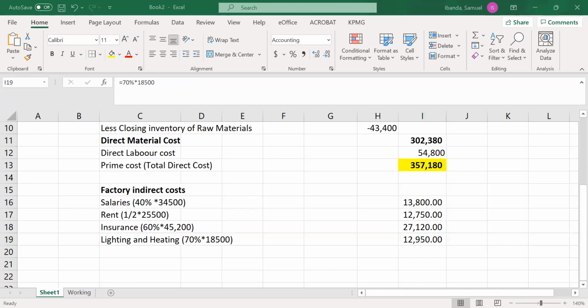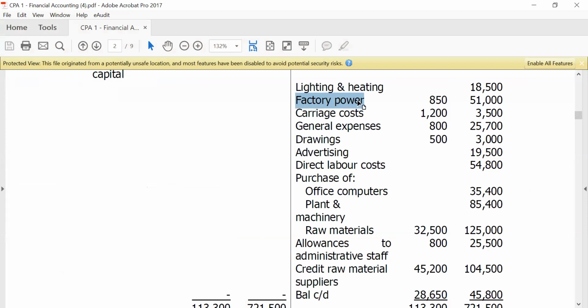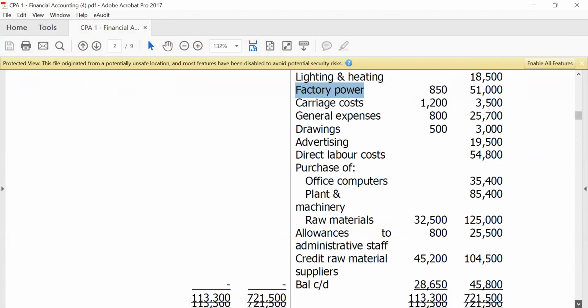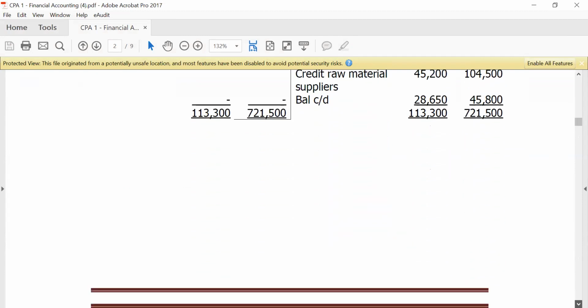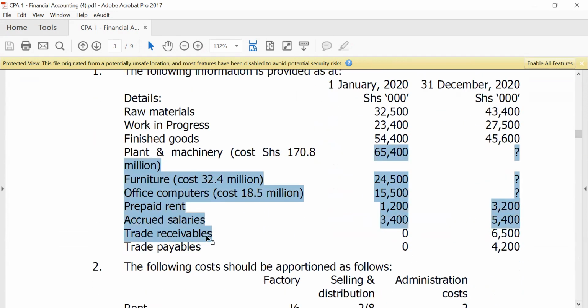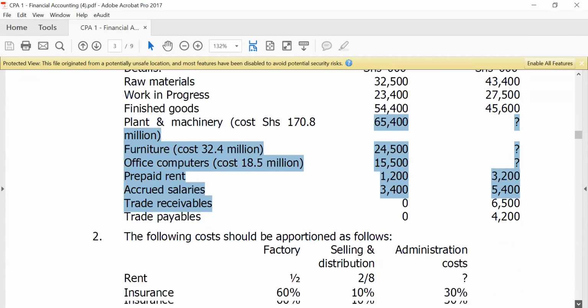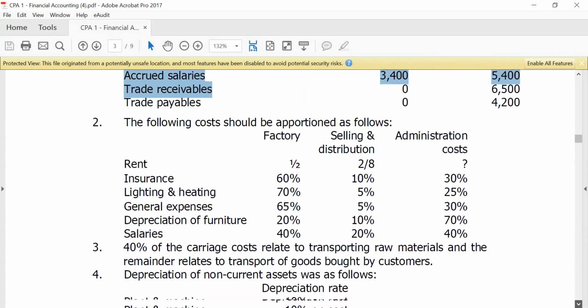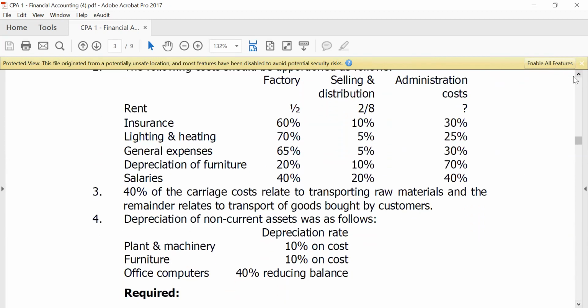So after I'm done with that, I'm going back to my expenses again. I see factory power. Now, factory power is very direct, okay? This factory power is basically for the factory. It's not going to be distributed. All I can try to find out is if there's any additional information relating to the factory power, like maybe something that was not paid. So I don't seem to see any here. And there's nothing like distribution because factory power all relates 100% to the factory.